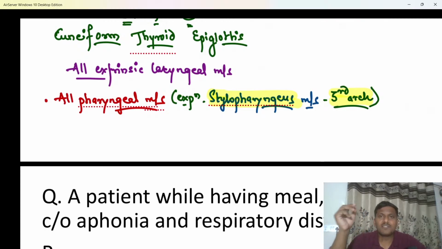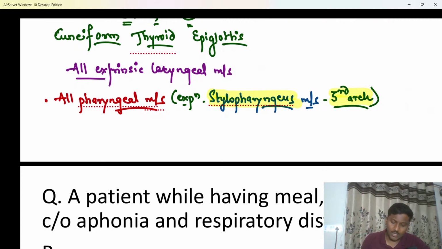And both of these nerves are branches of your 10th cranial nerve. Which is the 10th cranial nerve, beta? The vagus nerve, right? So the nerve supply to the larynx, in short, comes from the vagus nerve, from two of its branches. One is the SLN, that is your superior laryngeal nerve. Second is the RLN, the recurrent laryngeal nerve.